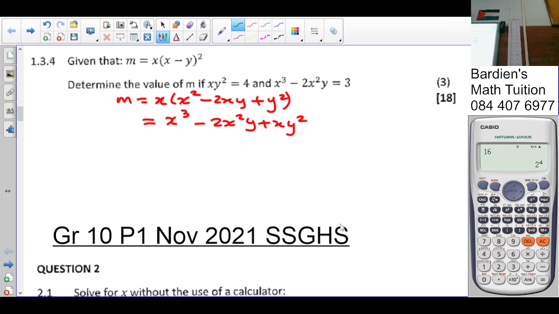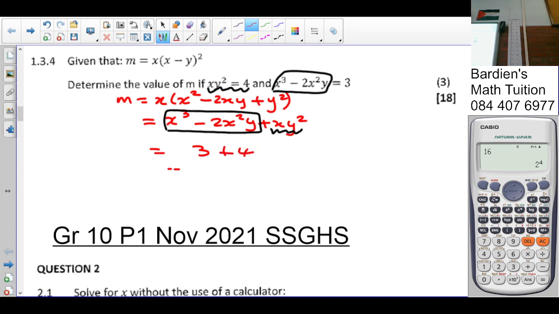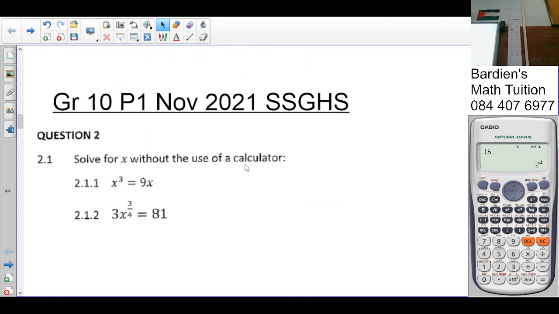Now you see that x cubed minus 2x squared y is equal to 3. So that is 3. Whilst xy squared is equal to 4. Which gives me an answer of 7. Okay, that basically brings us to the end of question 1.